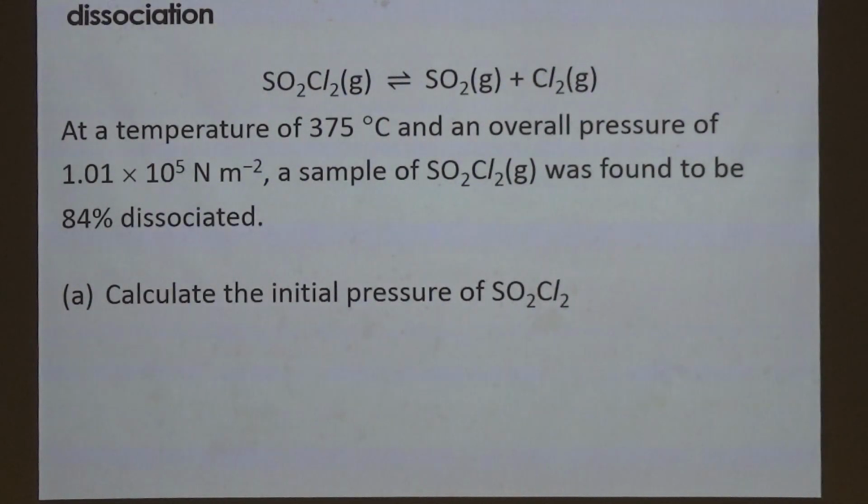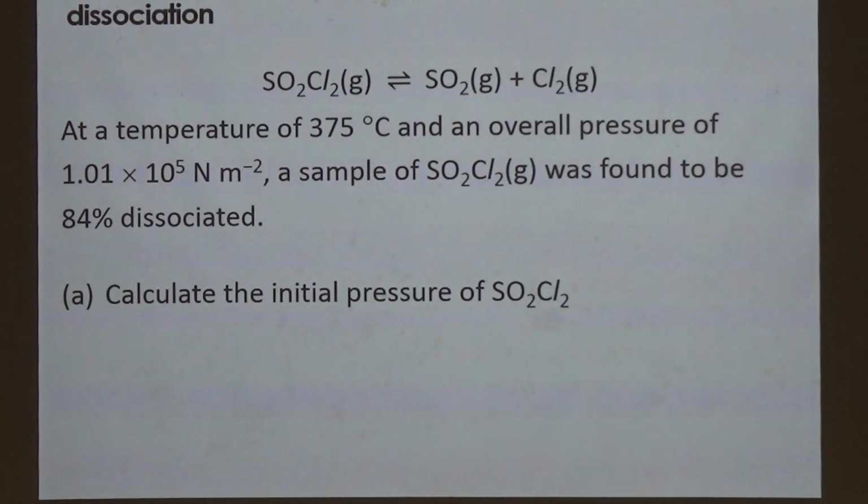Right, now example 4.6. It is a variation of the concept, though they are roughly about the same. Now, they ask you to determine total pressure for Kp and percentage dissociation. So let's read the question first. They give you a reversible reaction. They give you a temperature of 375 degrees Celsius.